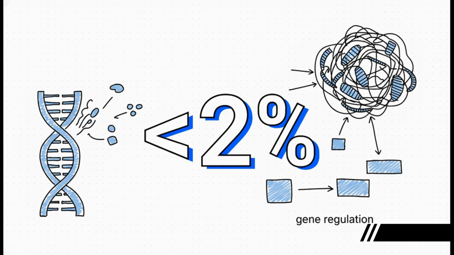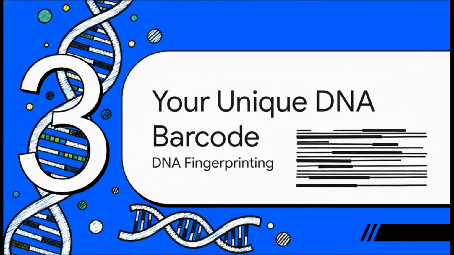Well, a huge chunk is non-coding, with a lot of it being these repetitive sequences. For years, scientists called it junk DNA, but guess what we're finding out now? A lot of it plays a super important role in, you guessed it, gene regulation. So that leads to a pretty obvious question, right? If we're all 99.9% the same, how can we tell people apart using their DNA? Well, that brings us right back to that tiny 0.1% of difference.